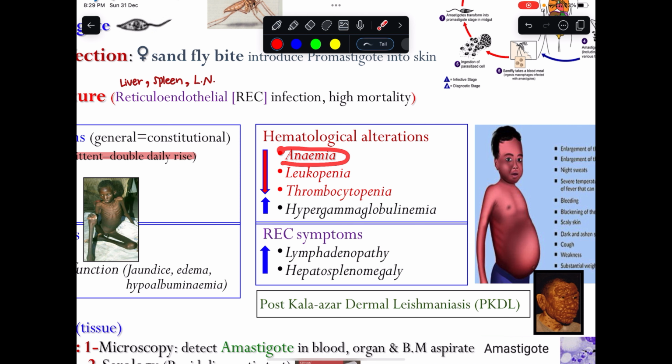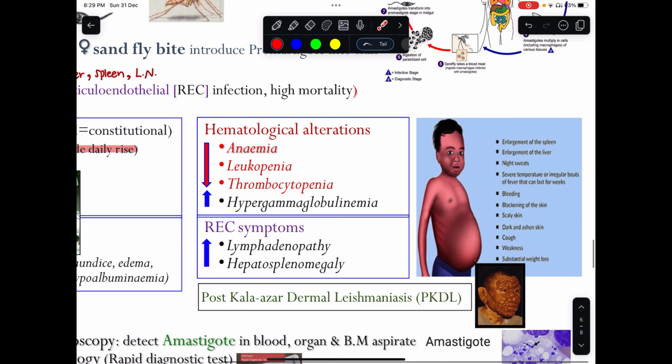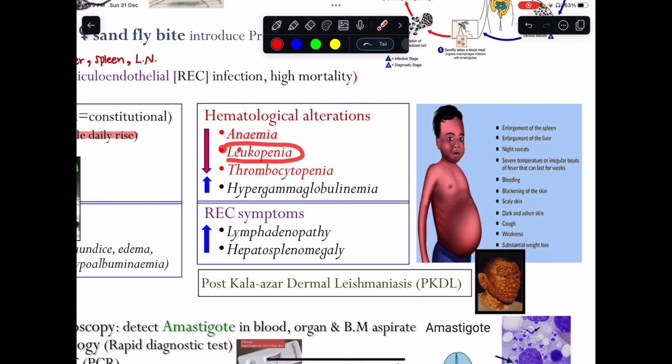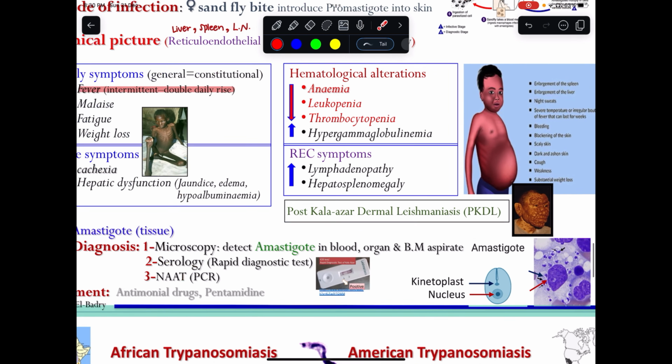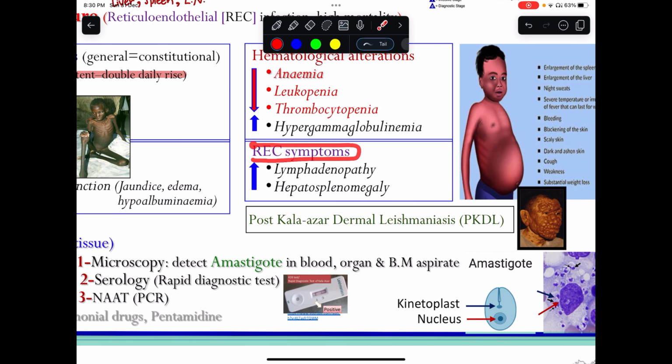So we'll have anemia, we'll have leukopenia, and thrombocytopenia. So all our blood cells decrease. But what will we have? We'll have hypergammaglobulinemia, to compensate. So for our reticuloendothelial cell symptoms, we have lymphadenopathy and hepatosplenomegaly because they want to compensate, so these increase the reticuloendothelial cells.